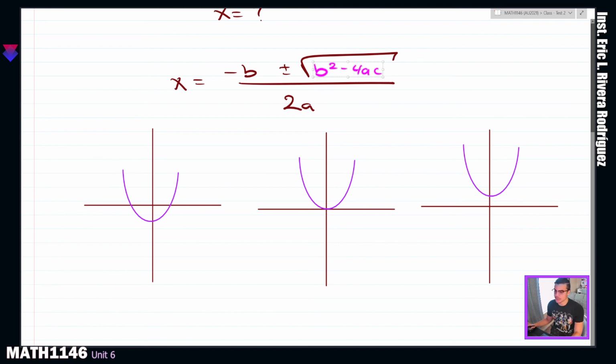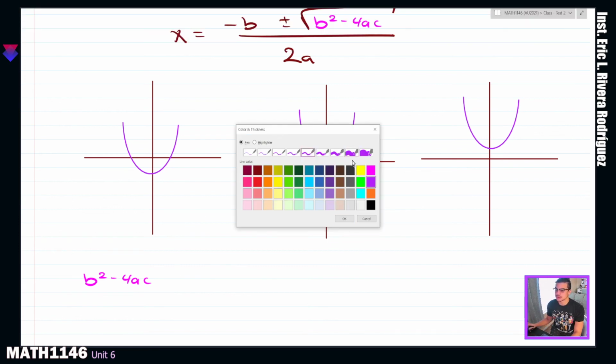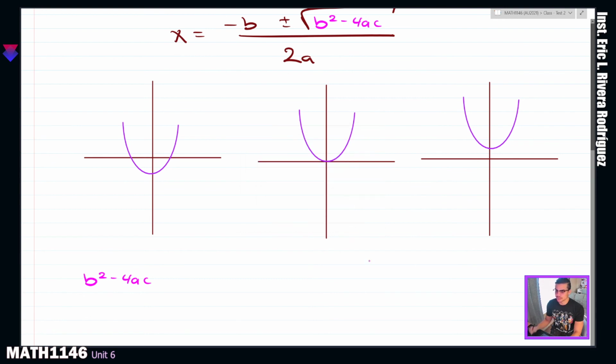So that's why we call this the discriminant. When this b squared minus 4ac is positive, you will have 2 x-intercepts, the plus and minus: the value when you add, the value when you subtract.